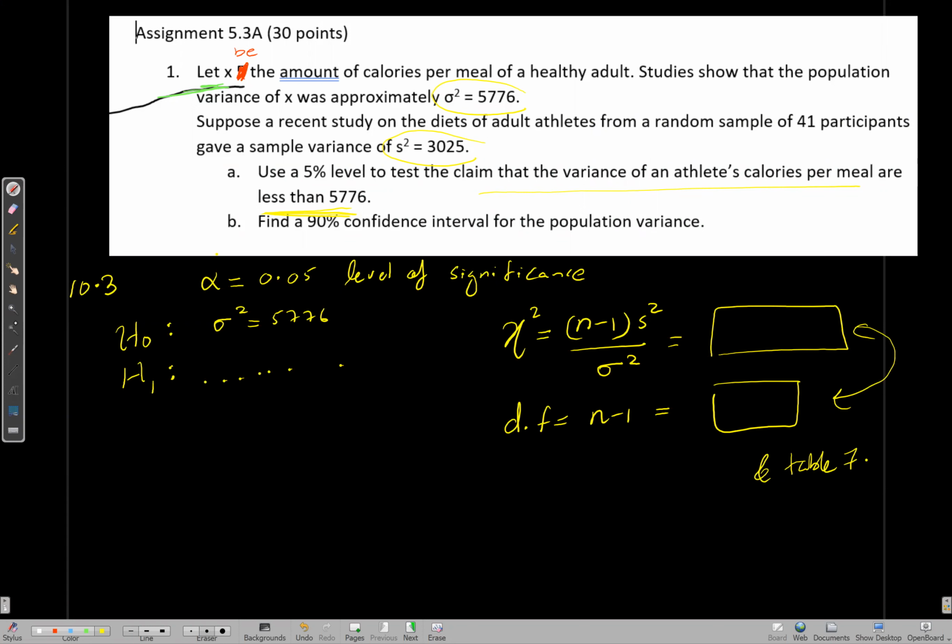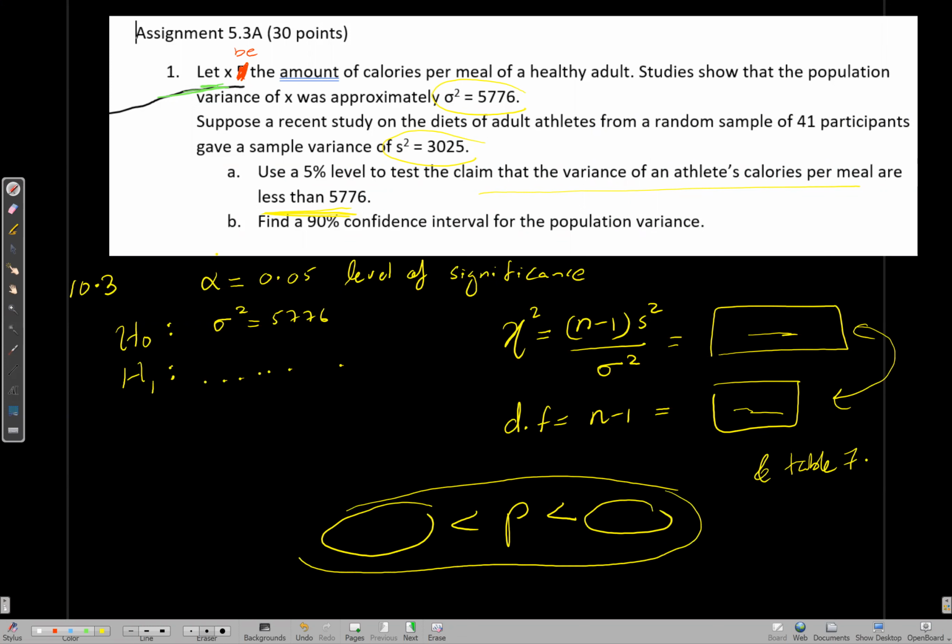Yeah. So what you need to do is use your values and table 7 and find the p-value. Here some value, here some value. So that's going to be your answer. That's going to be your p-value.